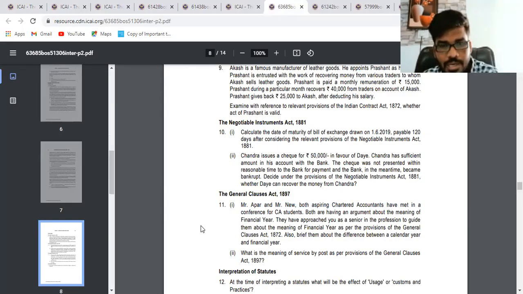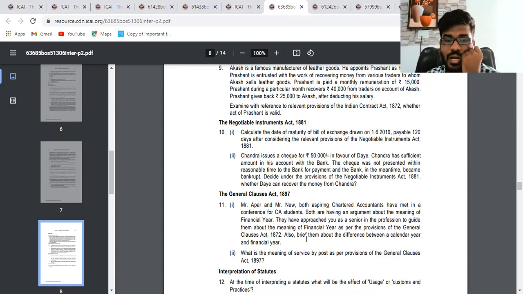Mr. Upper and Mr. New, both aspiring chartered accountants, have met in a conference for CA students. Both are having an argument about the meaning of financial year. They have approached you as a senior in the profession to guide them about the meaning of financial year as per the provisions of the General Clauses Act. It starts from 1st April and ends on 31st March.